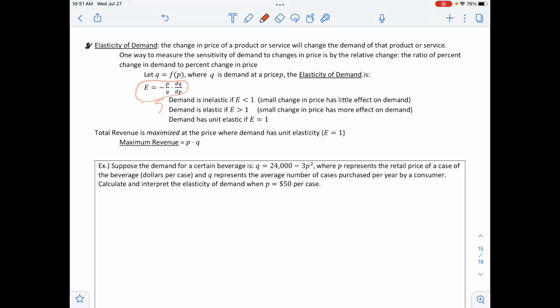And then we also need to know these listed down below. What this says is that demand is inelastic if E is less than 1. What this means is that a small change in price has little effect on the demand. Demand is elastic when E is greater than 1, which means a small change in price has more effect on demand. Demand has unit elasticity when E is equal to 1. So remember that total revenue is maximized at a price where demand has unit elasticity, and remember that revenue is the price times the quantity.